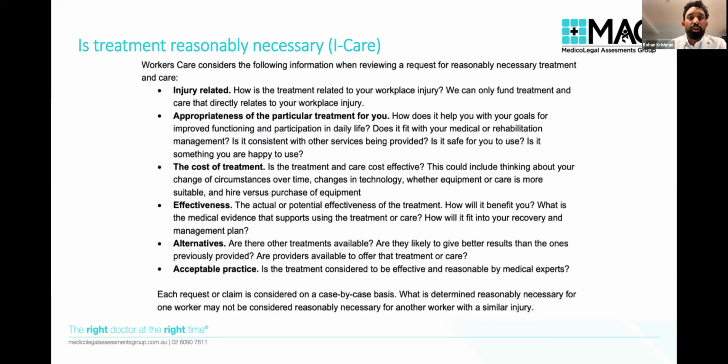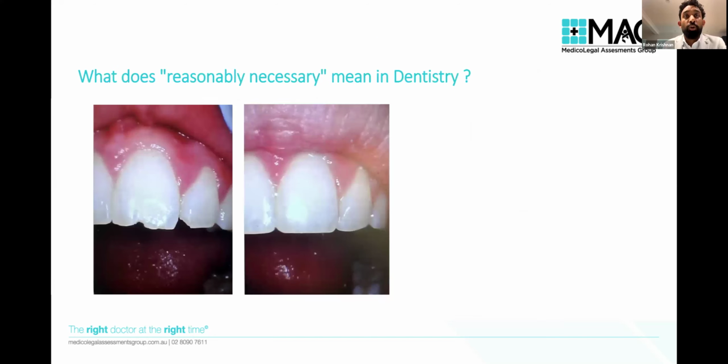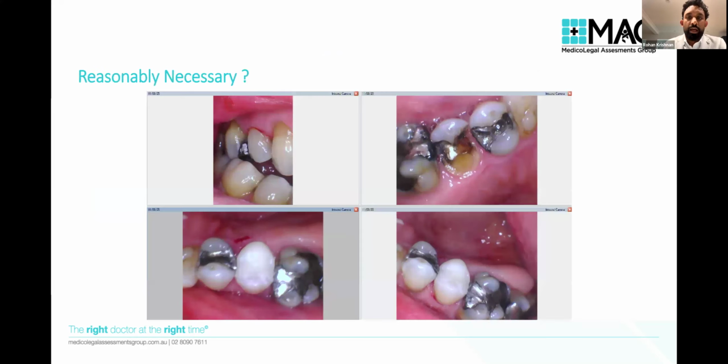Now, the cost of the treatment: is the treatment and care cost effective? Are there ways and means of doing the treatment more efficiently, with less burden to the patient, and with a lower cost? I think these things are all important to put in the report, and we routinely put those into the report for various claims. This is an example, again: is this reasonably necessary?